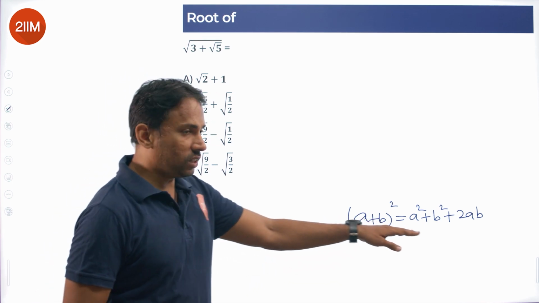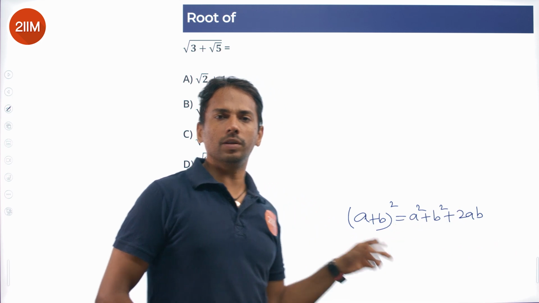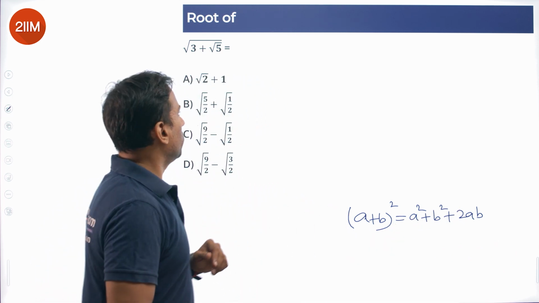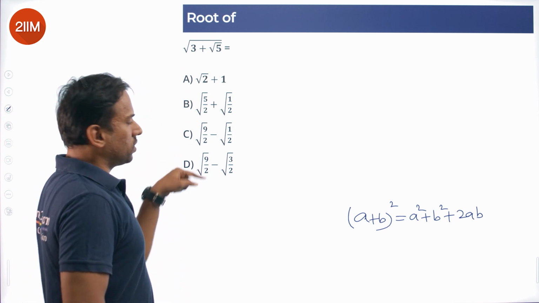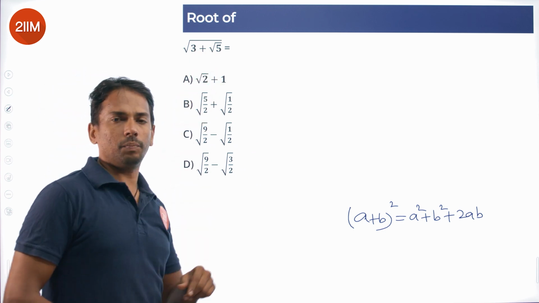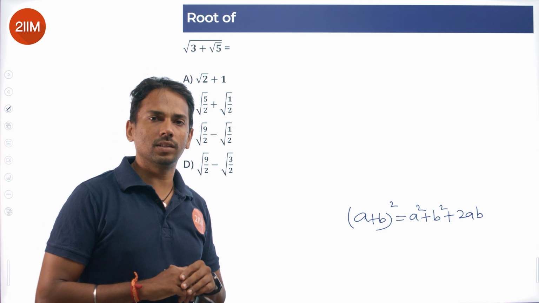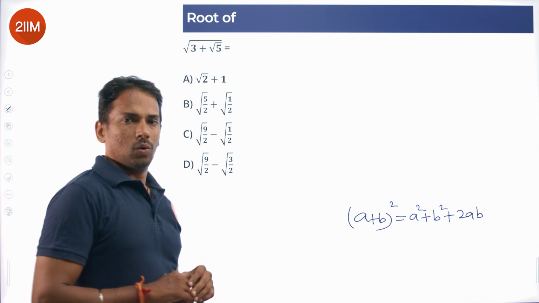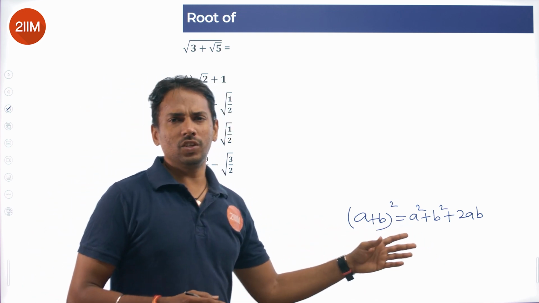So we can do this the other way also. Square root of a square plus b square plus 2ab should be a plus b. So that means we'll quickly try to do something. We'll square any of these options, through which we'll check if we are getting 3 plus root 5. That means that becomes a square root of this expression. So without any complications, we'll try squaring using this identity, and from which we'll verify the answer.